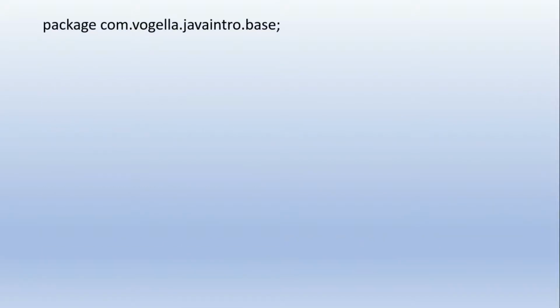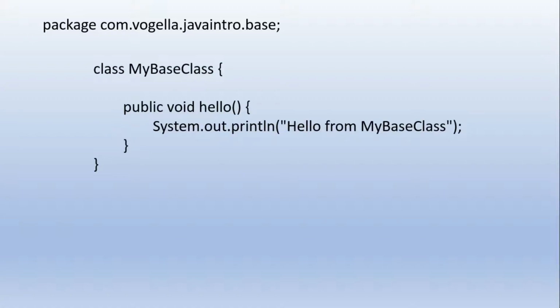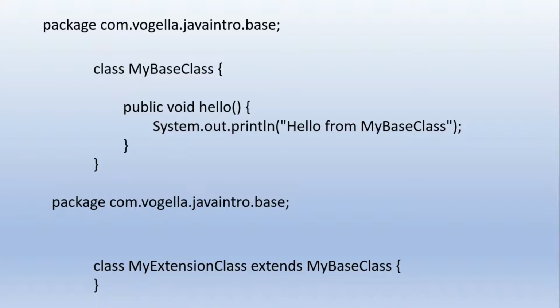package com.vogella.javaintro.base; class MyBaseClass. public void hello. System.out.println("Hello from MyBaseClass"). package com.vogella.javaintro.base; class MyExtensionClass extends MyBaseClass.